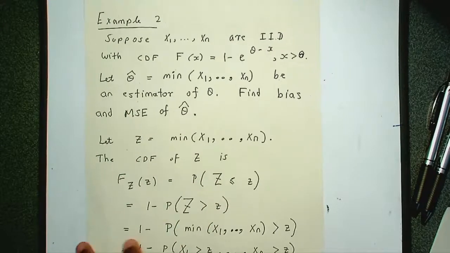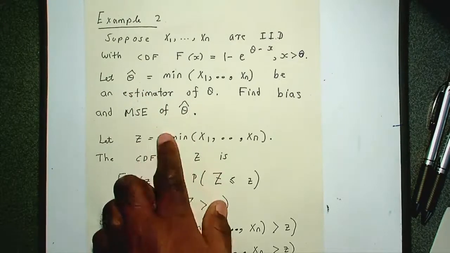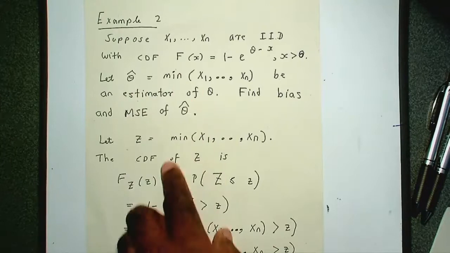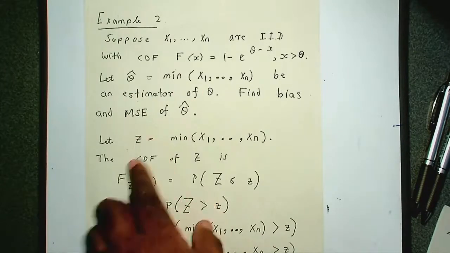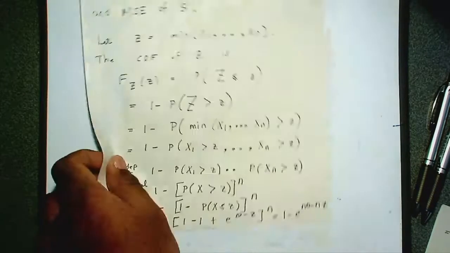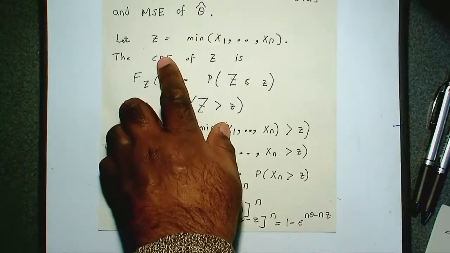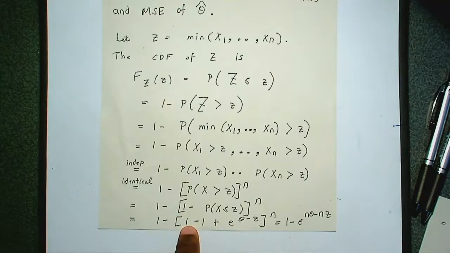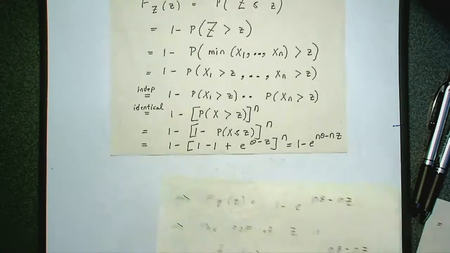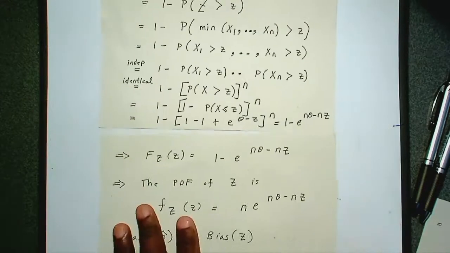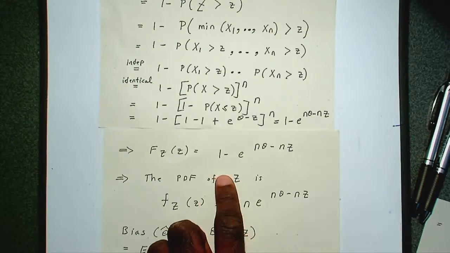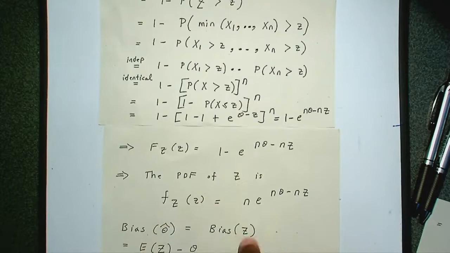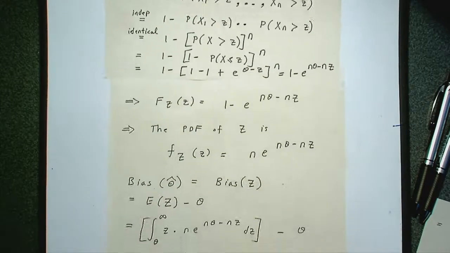Here, we were asked to find the bias and the MSE of theta hat, which is the minimum. I call this Z. The first thing to do for questions like this is to find the distribution of Z. First, you start out by finding the CDF of Z, which is this. Once you find the CDF of Z, then you find the PDF of Z, and for that you need to differentiate the CDF. If you differentiate this, you will get this as the PDF of Z. And then you can find the bias.